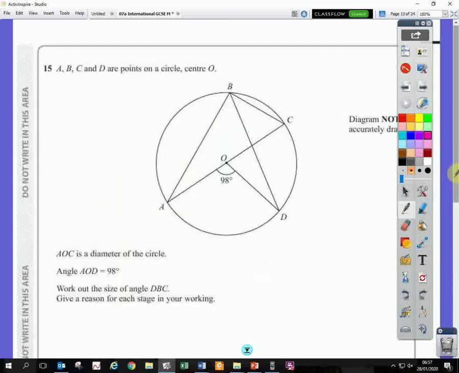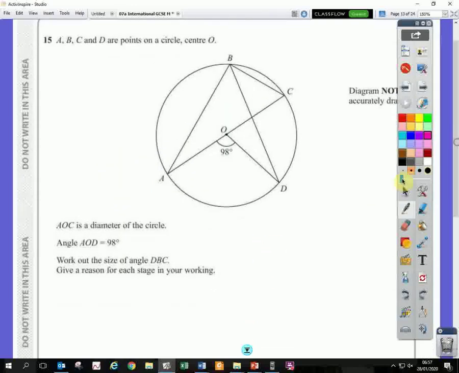Okay, next question. So lots going on here. Work out the size of angle DBC. DBC, right, that's this one here. Okay, so lots of angles we can mark on. Okay, how about this one first of all?